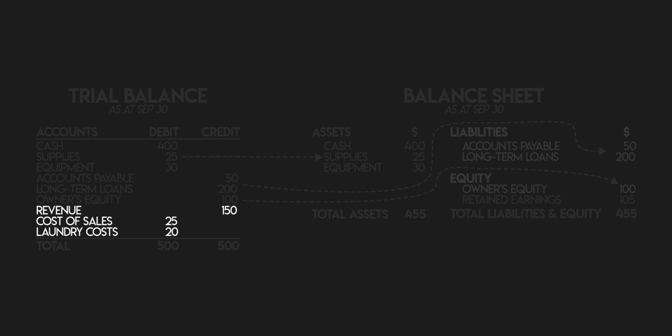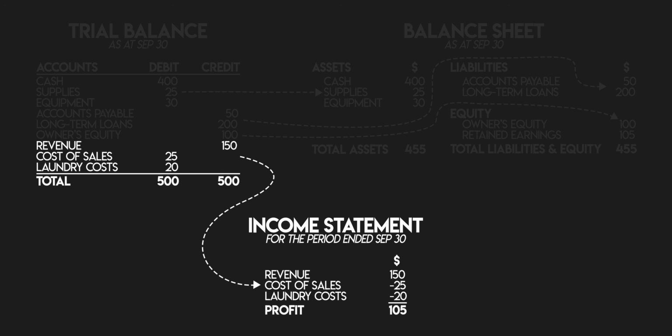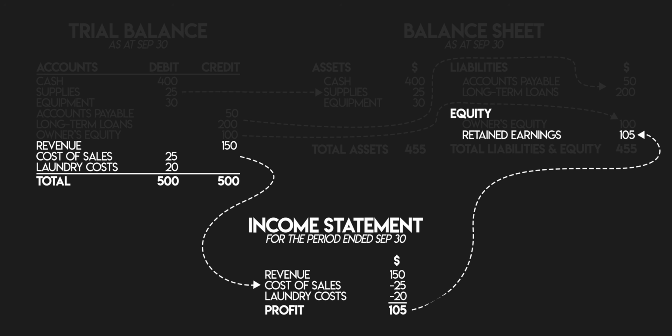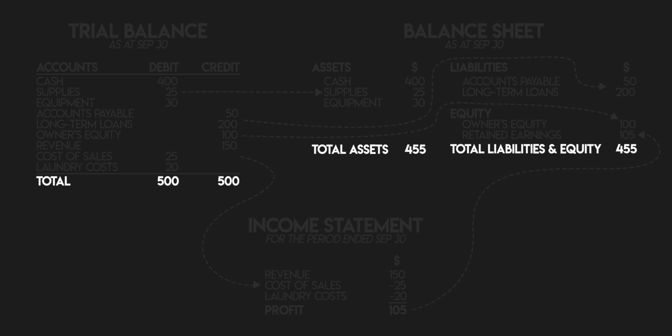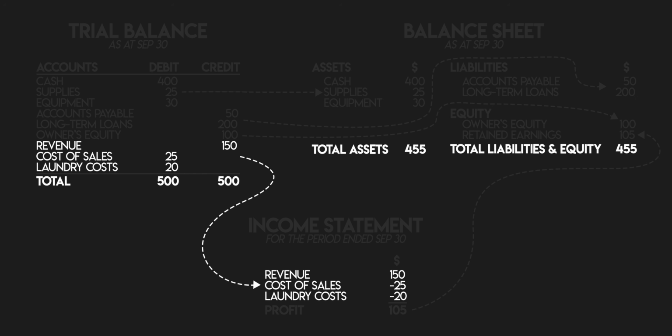Finally, revenue, cost of sales, and laundry costs are a bit more complicated. Not too complicated, just a bit, because they get reported in two different financial statements. The income statement, which we use to track our profit, and then again in the balance sheet in the equity section, because retained earnings make up our profits held for future use. You might be wondering why these totals are different. That's because we netted together some of our debits and credits in the income statement before we took the profit through to the balance sheet.